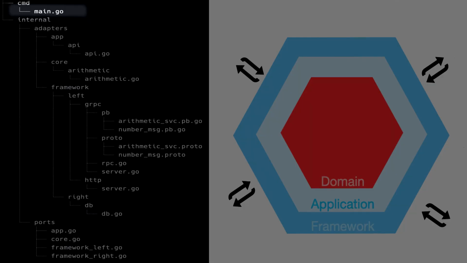The main file is basically going to be the file that orchestrates the startup of the application. It's going to be where we write the code to connect all of the ports and adapters, and also, most importantly, where we will write the code to inject the dependencies into the layers that need them. For example, it'll contain the code that'll inject the database dependency into the application layer.